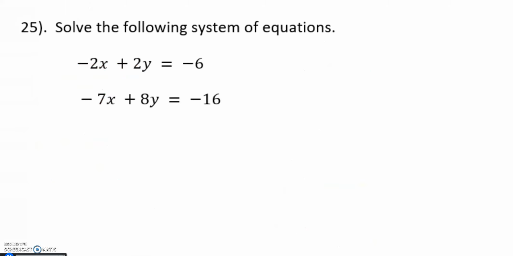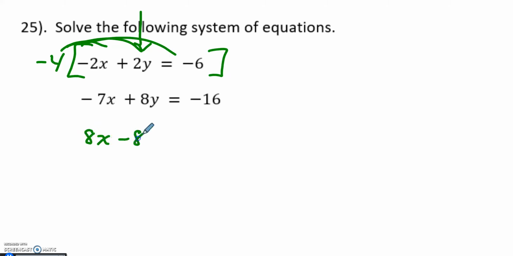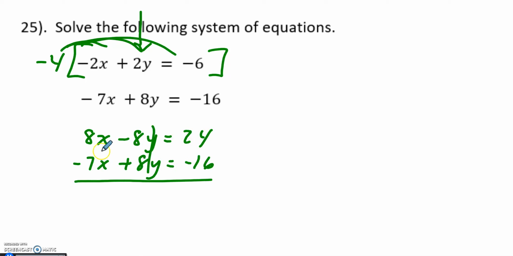Number 25, solve the following system of equations. And you can choose to do this by graphing, substitution, or elimination. Based on the way that it's set up, both of these are in standard form, so I'm going to go ahead and do elimination and get rid of the y's, because I could multiply this entire top equation by -4 to make this become a -8 to cross out with this. So if I multiply by -4, I would get 8x minus 8y equals 24, and I recopy the second equation here. These combine to be 0. So I'd have 1x equals 8, or just x equals 8.